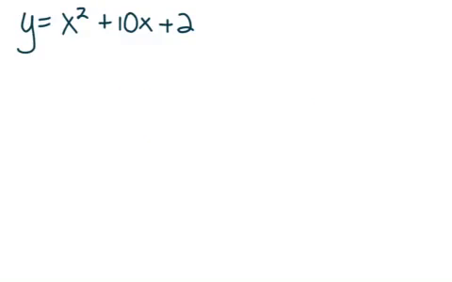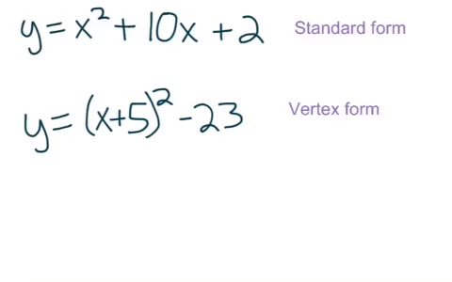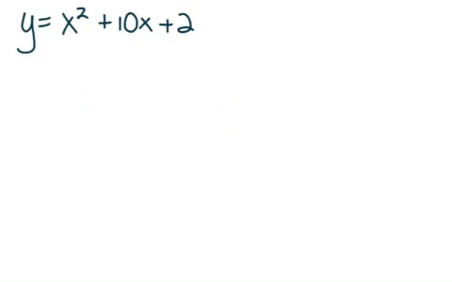We're going to use the same example of a quadratic in standard form from before. Notice that in vertex form, you have a perfect square binomial. So we are going to complete the square to find what the perfect square binomial should be. To do that, we start with b. Remember, b is the coefficient of x. So the first thing I'm going to say is b equals 10.